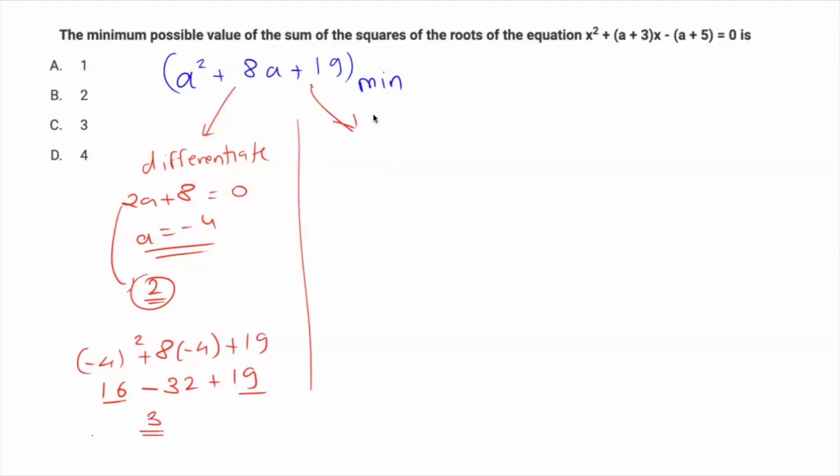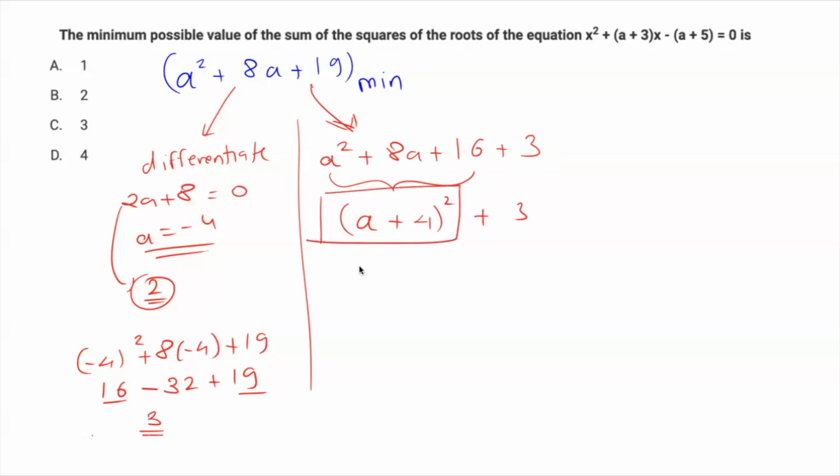Here we can also use the concept of completing the squares. So we can write this quadratic a square plus 8a plus 19 as split into 16 plus 3. And now this expression is (a plus 4) the whole square plus the extra 3. Now this being a perfect square will have a minimum value of 0, right? And that's how the minimum value of your expression becomes 0 plus 3, and that is equal to 3. This is another way out.